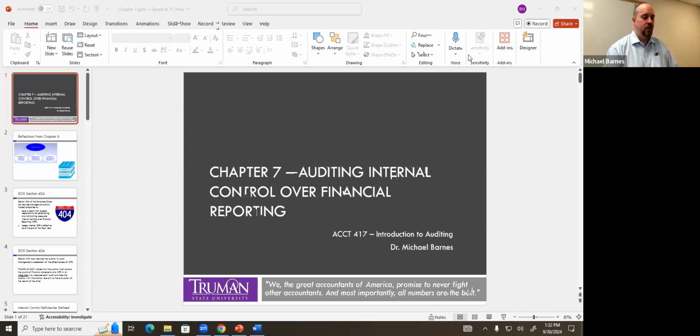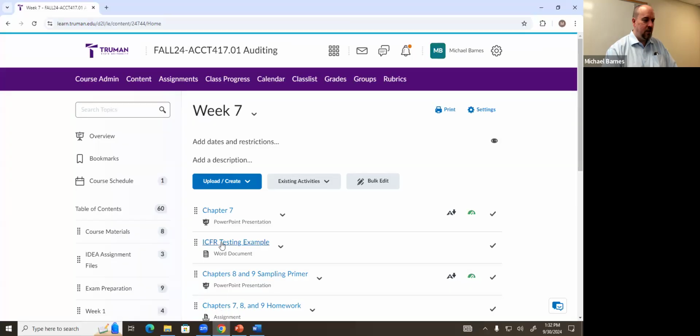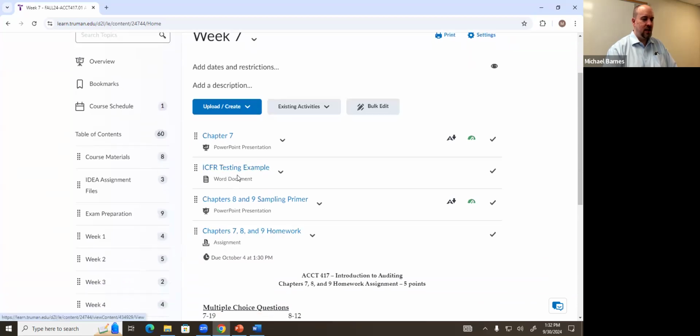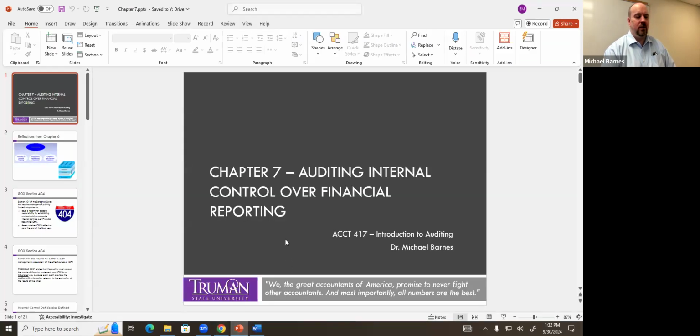All right, so before we start, you might want to pull up a document I put on Brightspace. It's on week 7. It's called the ICFR testing example. We're going to be walking through that. I'll have an example on board, but I provided a copy for you to refer to if you want to have a copy in front of you. If not, that's okay too. We'll have plenty of time to talk about what's contained within.